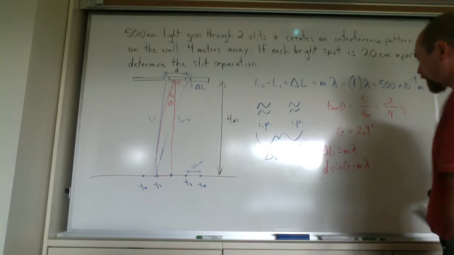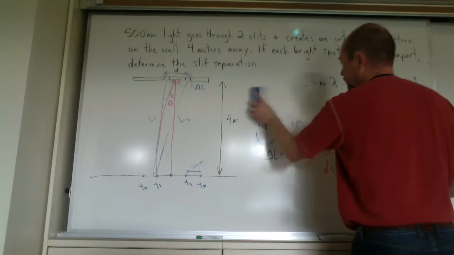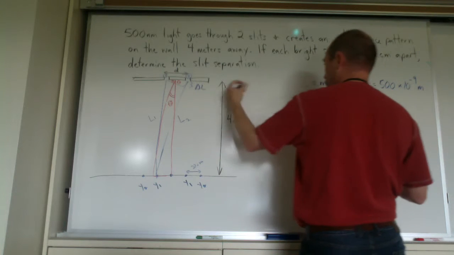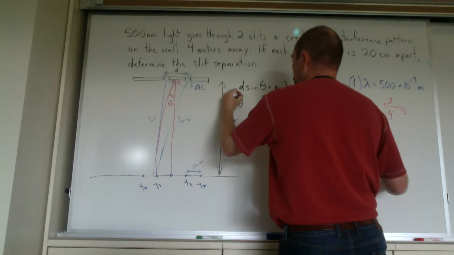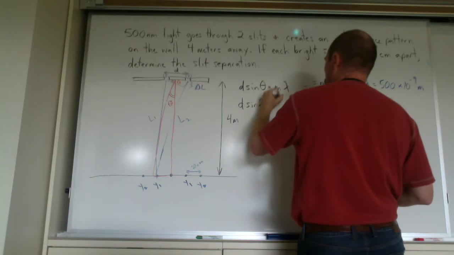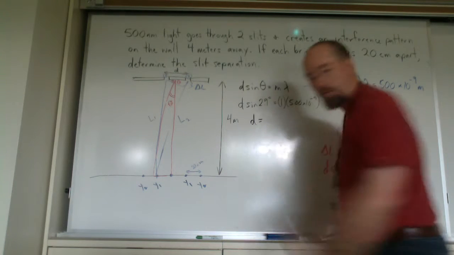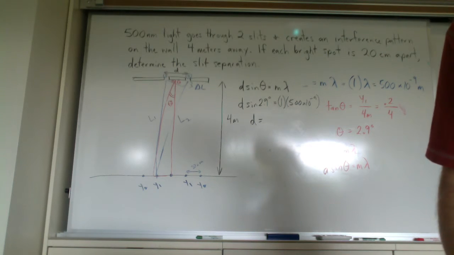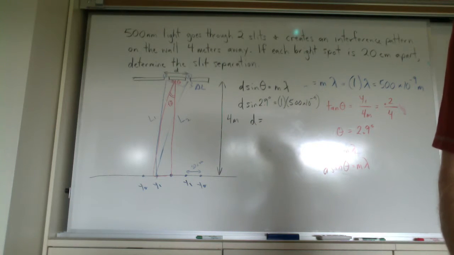Okay, sorry. But if I plug my numbers in, I'll erase and do it up top, just so you guys can see. I'm going to have d sine theta equals m lambda. d is what I'm looking for, sine 2.9 degrees equals 1 times 500 times 10 to the minus 9th. And then solve that for d. Sine of my answer, and I am going to get 500 e to the minus 9 divided by that.